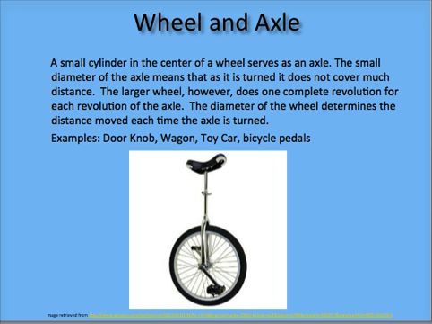The wheel and axle consists of a small cylinder in the center of a wheel which we call the axle. It does not take much effort to turn the axle one full rotation because it has a small diameter. As the axle is turned, the wheel, which has a much larger diameter, also turns. The diameter of the wheel determines the distance moved each time the axle is turned.